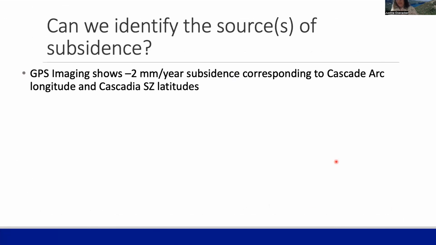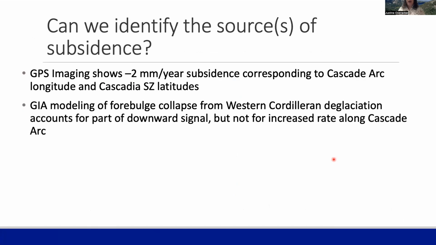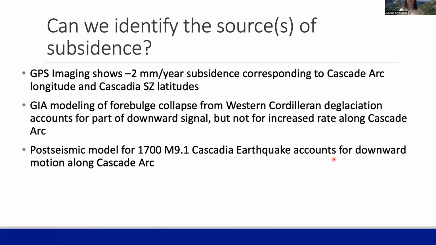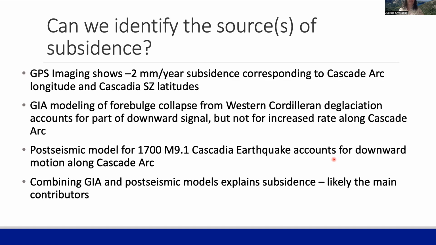So GPS imaging showed us minus 2 millimeters per year of subsiding, corresponding to the Cascade arc in longitude and Cascadia subduction zone latitudes. The GIA modeling of the forebulge collapse after Western Cordilleran deglaciation accounted for some of that downward signal, but not along the Cascade arc. So we brought in that postseismic model for the 1700 magnitude 9.1 event. That accounted for most of the rest of it. So can we identify the source of subsidence? Well, if you combine the two, they're likely the main contributors to that subsidence feature.